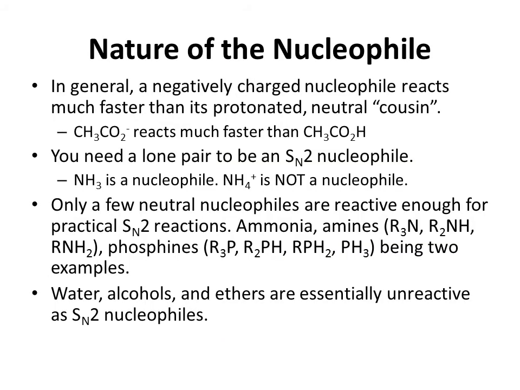Okay, we've looked at the nature of the leaving group and the electrophiles. Now let's look at the nature of the nucleophile. In general, if you have a negatively charged nucleophile, it'll react much faster than if you put a proton on that, because the negative charge is able to sense or react more rapidly at the partially positive carbon than when it's neutral and only slightly negative.